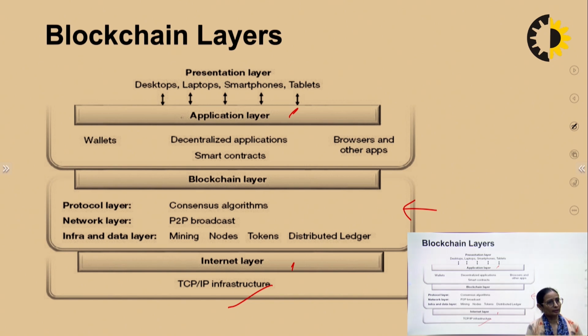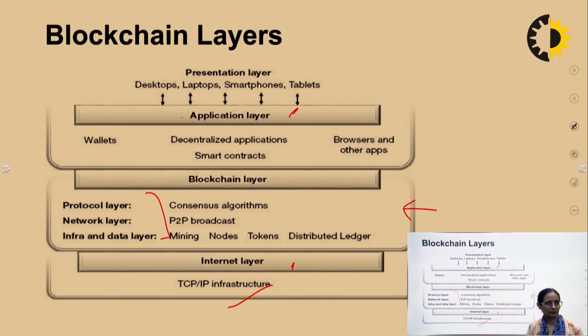Now this blockchain layer basically comprises 3 layers. One, at the lowest, we have the infra and data layer. In the infra and data layer, we have mining, the nodes, and tokens, and what is maintained in the network is the distributed ledger. At the network layer, since we are aware it is a peer-to-peer decentralized network, we have the P2P broadcasting mechanism. And at the protocol layer, we have the consensus algorithm of that particular blockchain.